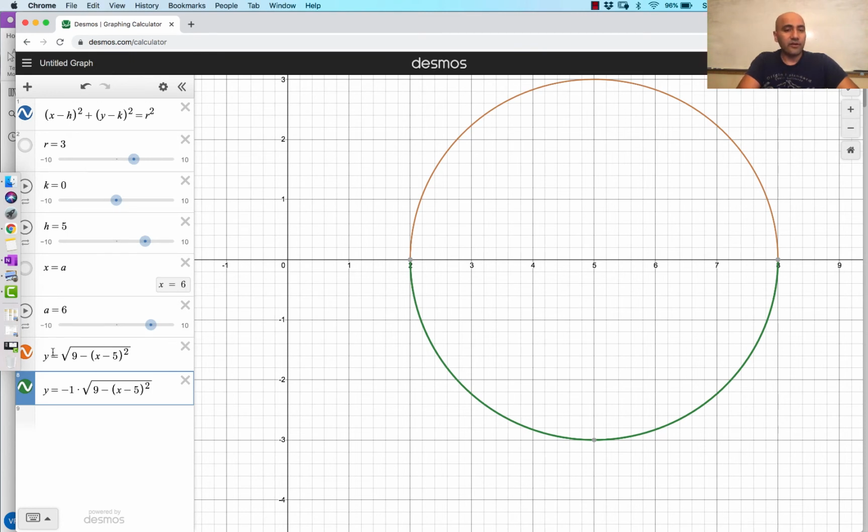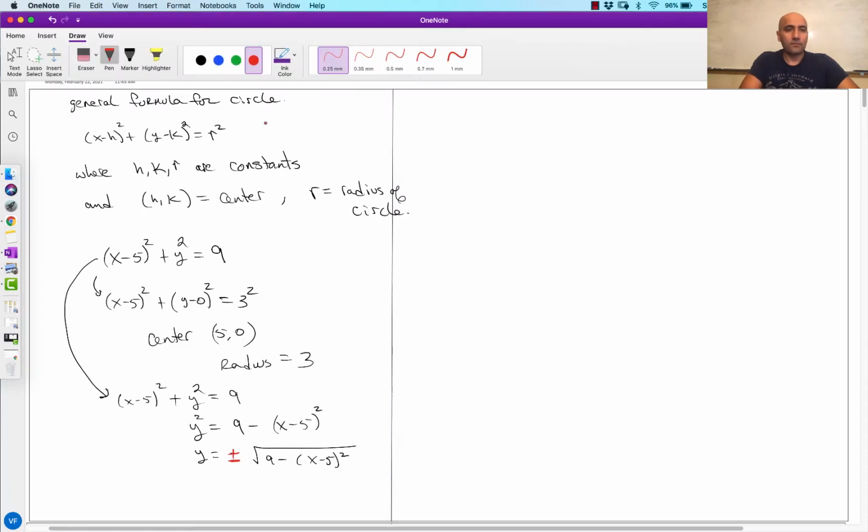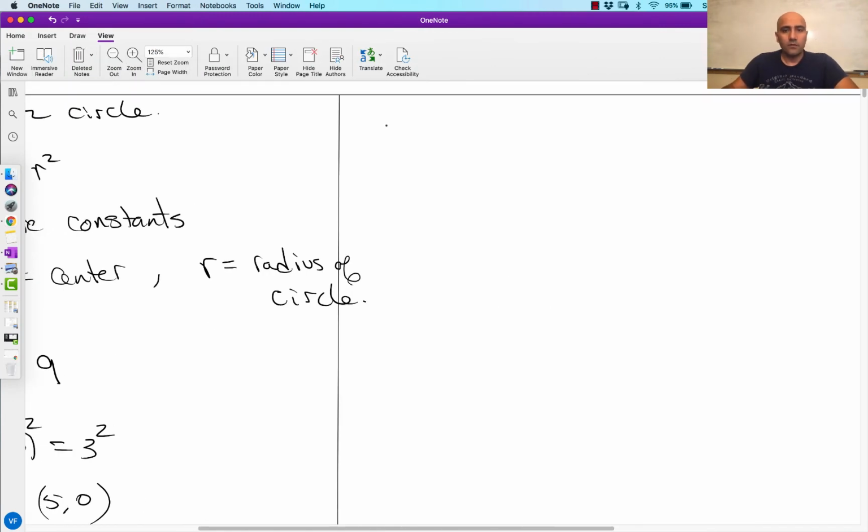If we don't need it to be a function, then we can just go back to the general formula up here and work with that one. Okay, so let's work with this one, which is the bottom part of the circle, this part right here. So now if we just had y equals negative 1 times the square root of 9 minus (x minus 5) squared. After all that work, we saw that this is the bottom part of a circle centered at (5, 0) with a radius 3.